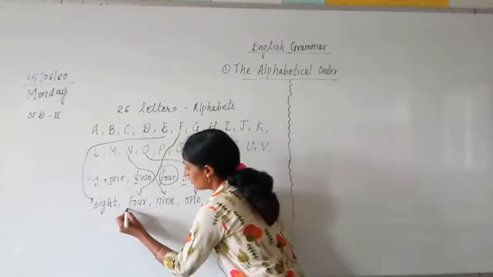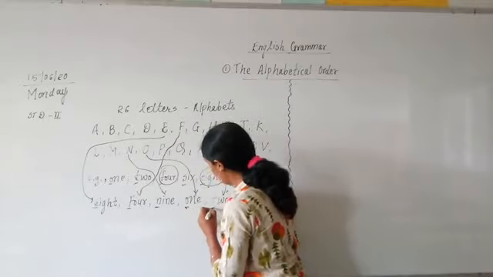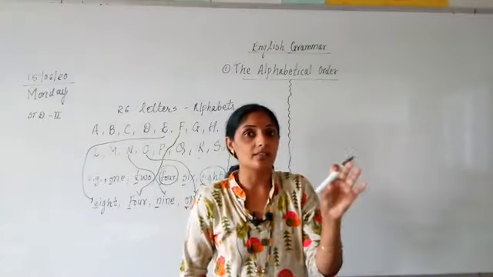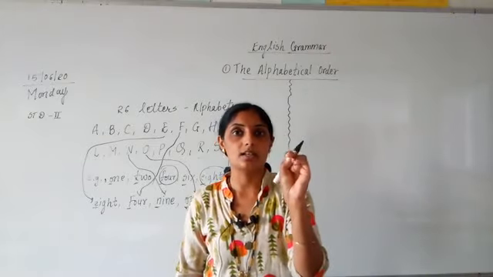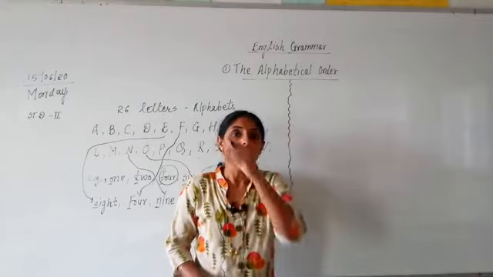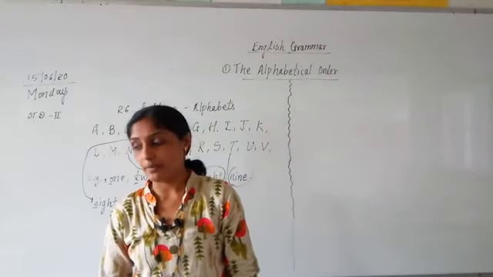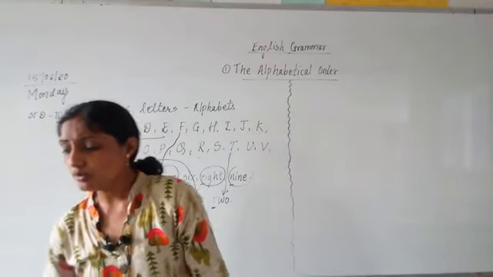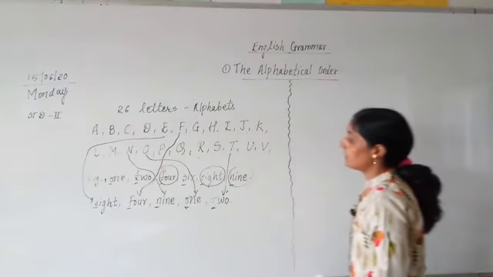You have to see only first letters. A, B, C, D. From A to Z, you have to see only first letters. And when you see first letters, you will be able to write down words in alphabetical order. Have you understood this? Now, look at the following example. We will take another example.